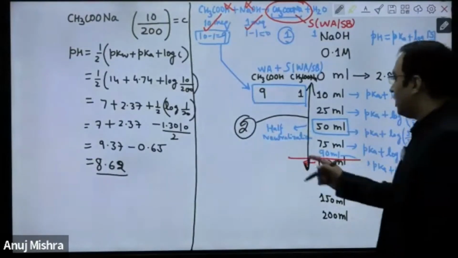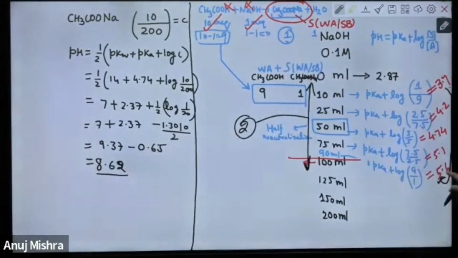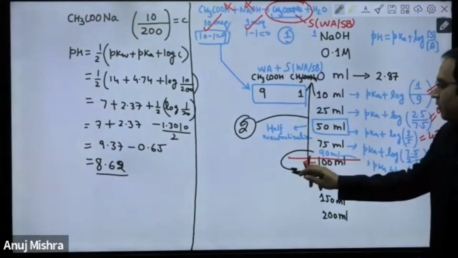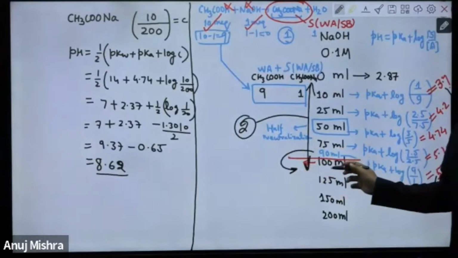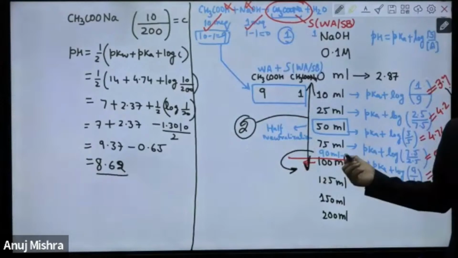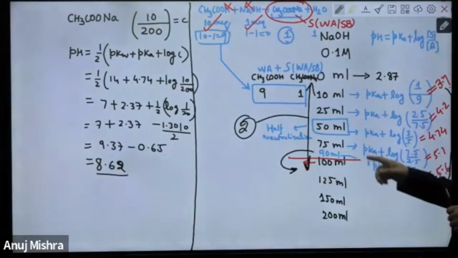ये वैल्यू शूट होती है सीधा 8.62. यानी यहां से आप सीधे यहां पे जंप लिया आपने कितना? 3 यूनिट का. With next 10 ml, you took a jump of this much. The reason is no more buffer. आगे आपका आंसर. बफर में क्यों प्रिजर्व रहती वैल्यूज?